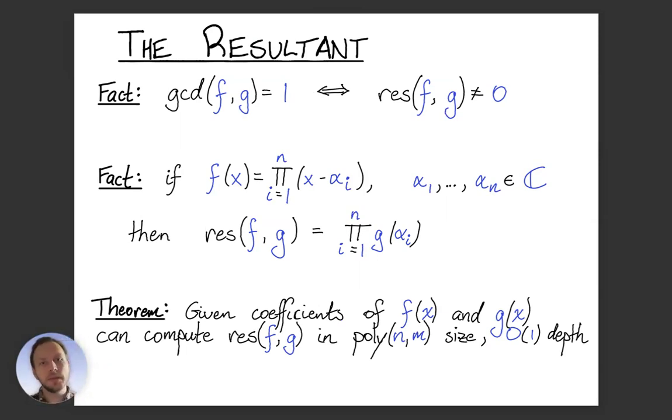Even though the resultant was defined as a very structured determinant, it turns out there's a different way to approach computing it that gives you a much lower depth circuit. Unfortunately, I don't have much time, so I can't tell you about all the details that go into our GCD algorithm, so let me just end with a few open questions left by this work.